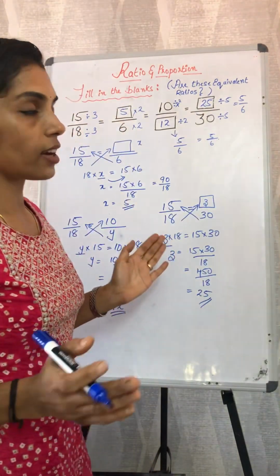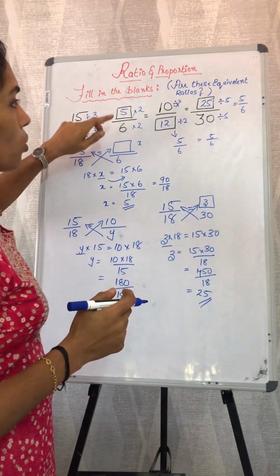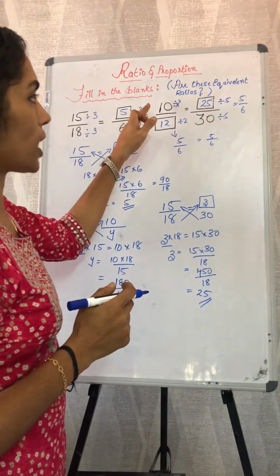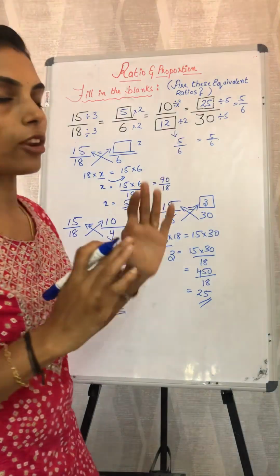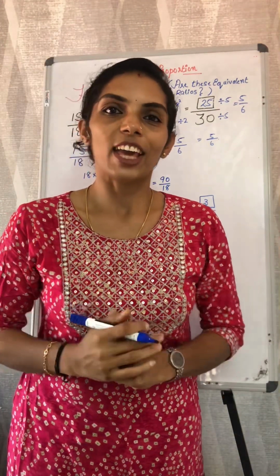So from this what we understand? 15 by 18 is equal to 5 by 6 is equal to 10 by 12 is equal to 25 by 30. All these are equivalent ratios.